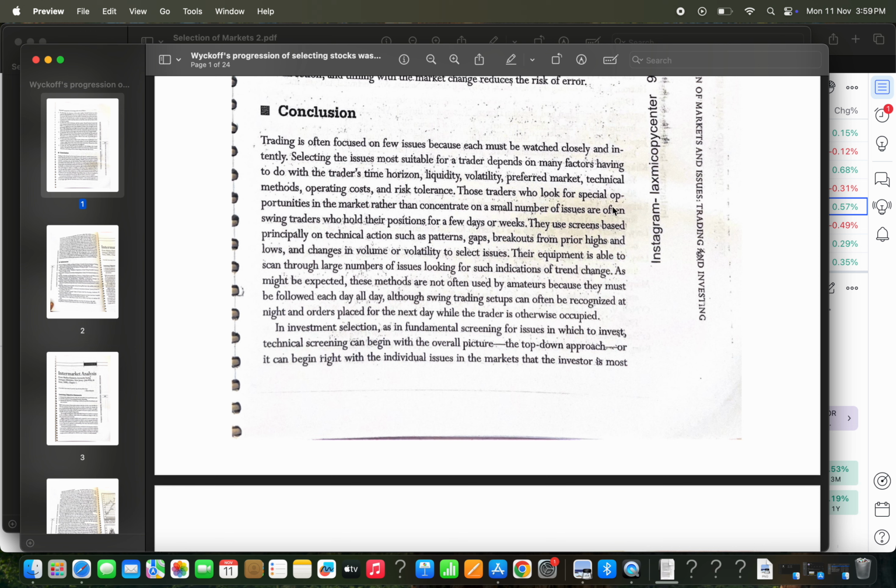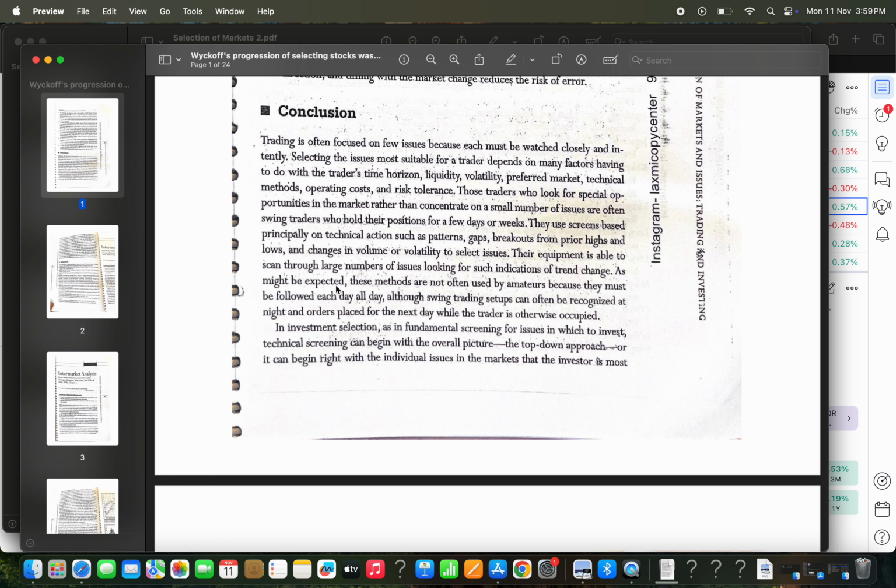Those traders who look for special opportunities in the market rather than concentrate on a small number of issues are often seen as swing traders who hold their positions for a few days. They use screens based principally on technical actions such as patterns, gaps, breakouts from prior highs and lows, and changes in the volume and volatility. Their equipment is able to scan through a large number of issues looking for such indications of trend change.